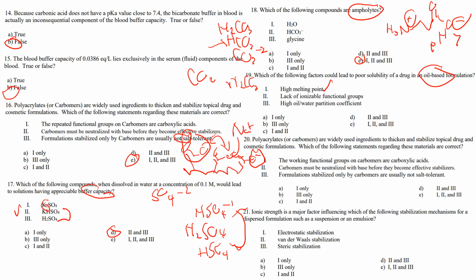Lack of ionizable functional groups. So for example, that'd be probably like an alkane chain, right? Well, we know that alkanes and non-charged molecules are actually kind of fine in oil-based solution, right? It's not like water where you want those ionizable functional groups, right? Because like water, for example, you can have those hydrogen bonds.